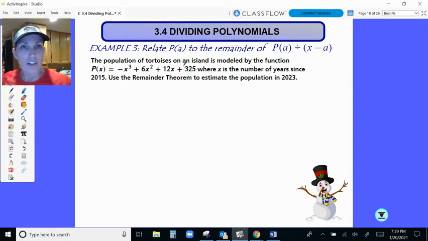Okay, and so right here, here's an example. The population of tortoises of an island is modeled by this function here, where x is the number of years since 2015.